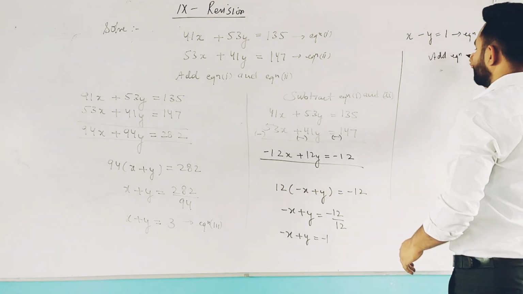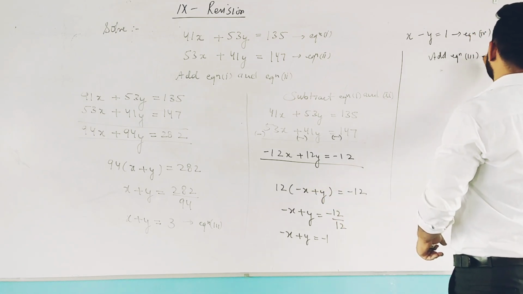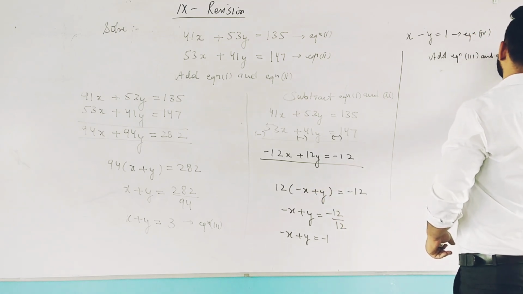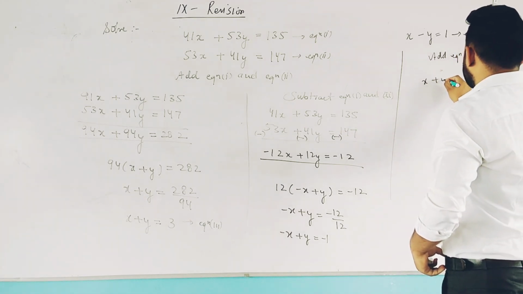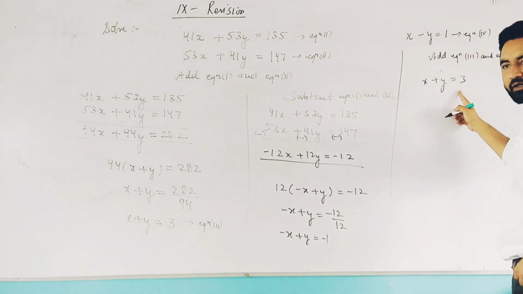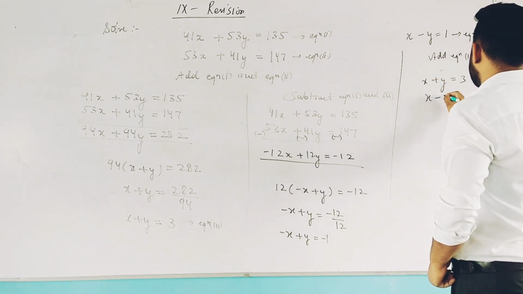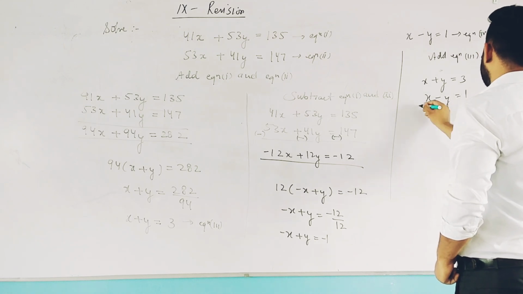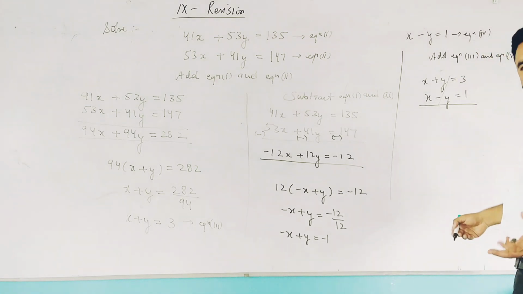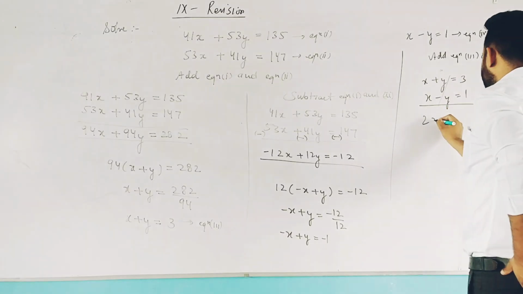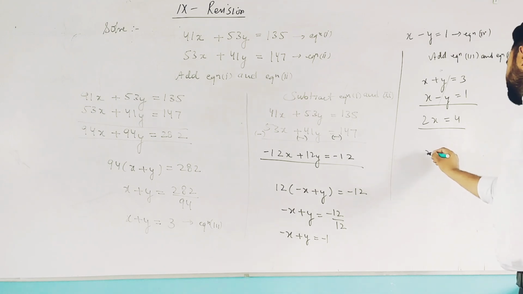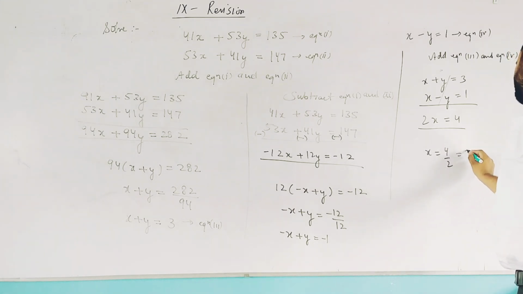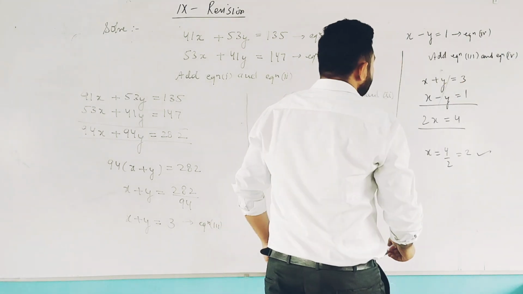Now adding equation number 3 and 4th, we'll get x plus y equals to 3 and x minus y equals to 1. After that we need to add it. As you see, plus y and minus y will get eliminated. x and x becomes 2x and 3 plus 1 becomes 4. So x is equal to 4 by 2, which is equal to 2. Finally, you got the value of x.